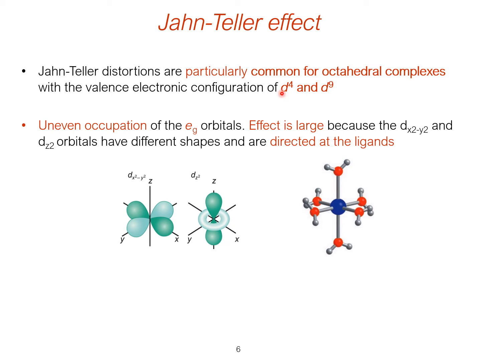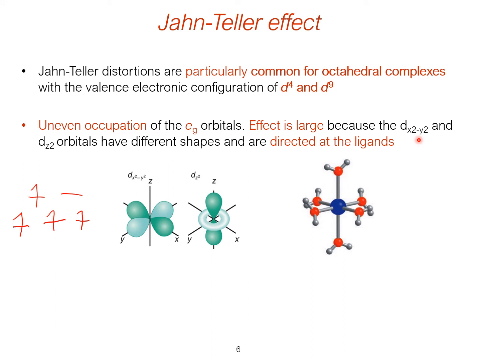So if we look at d4, in particular the high spin d4 electronic configuration, I'll draw it out here, but this is also a time that it can occur. So 1, 2, 3, 4. This lonely electron in the eg orbitals could be in here, or it could be in this one. So again, we've got this uneven occupation of eg orbitals.